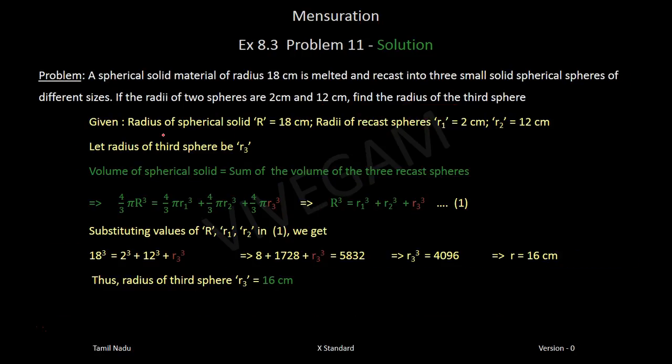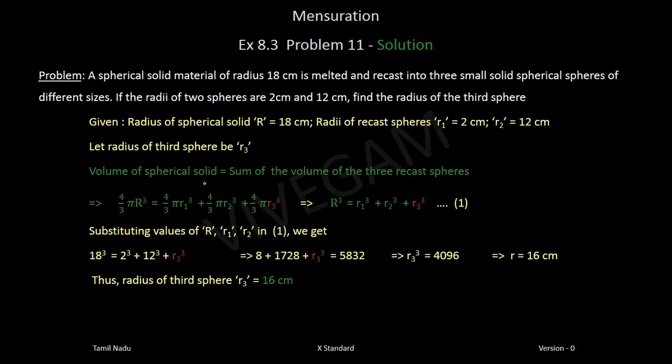Okay, now we are coming to the solution part. So the radius of the spherical solid R is 18 cm. The radii of the recast spheres: R1 is 2 cm, R2 is 12 cm. Okay, actually there is one step missing. We should first write, let the radii of the three spheres be R1, R2, R3. Please write it in your notebook, and then this given should come, and this will go in that step. Okay, the radius of the third sphere is R3.